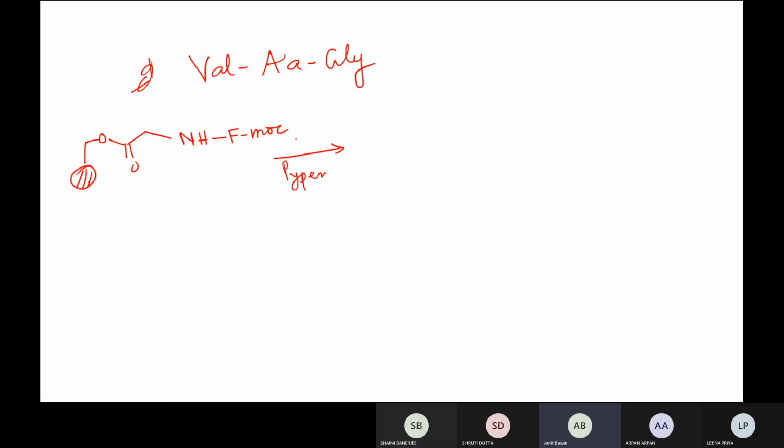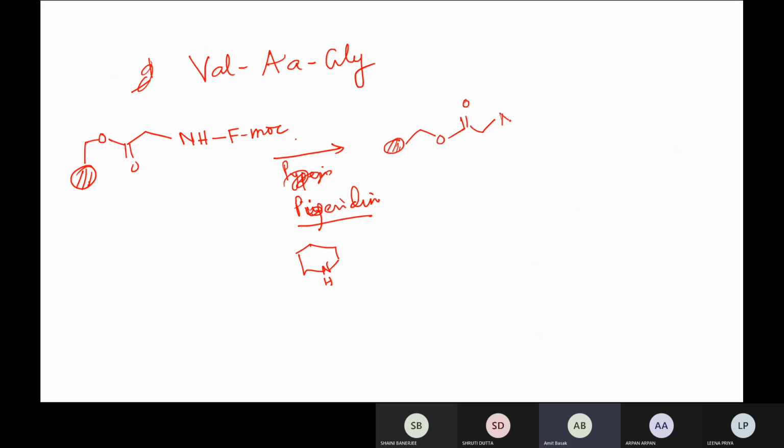So you can deprotect with what? Piperidine. Sorry, piperidine. Spelling is this, or piperidine, is it? No. Piperidine. I think PI, piperidine. Piperidine is just a pyridine which is reduced. So with piperidine, this FMOC comes off. So in between, the amino acids should have the FMOC group.